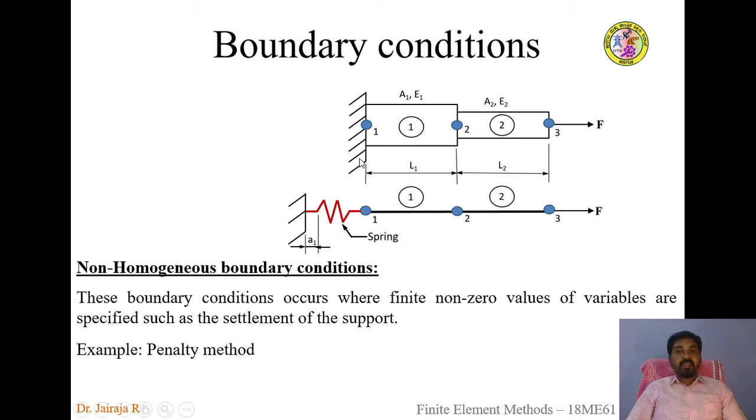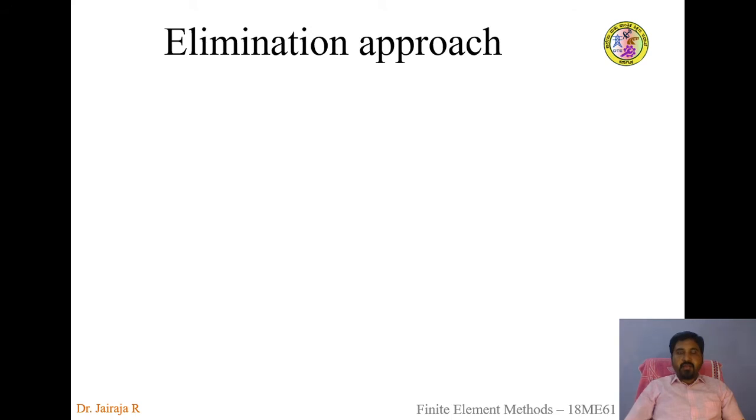In the previous case, node 1 was fully fixed. It was not allowed to move in any direction. Whereas in a non-homogeneous boundary condition, either we can fix it so that it cannot move in any direction, or we can allow node 1 to move a certain distance. That is called a specified displacement boundary condition, also called an enforced displacement boundary condition. Now we are going to discuss in detail, starting with the elimination approach.